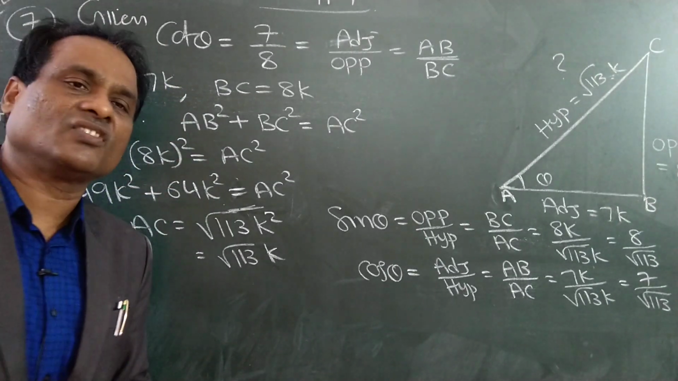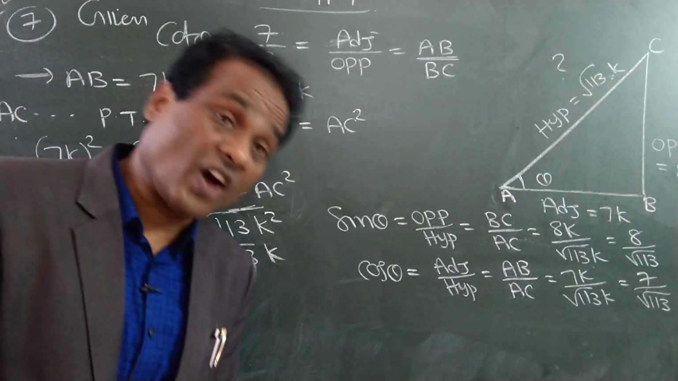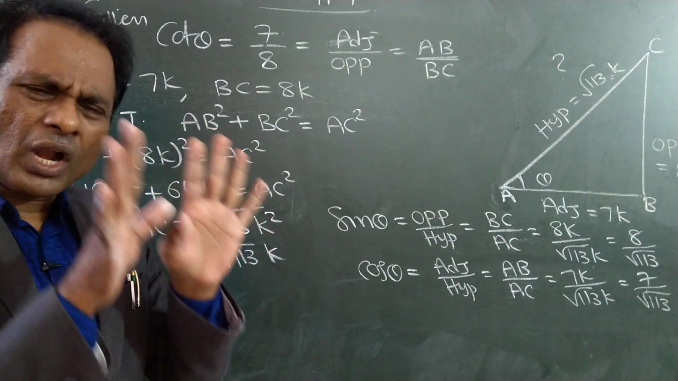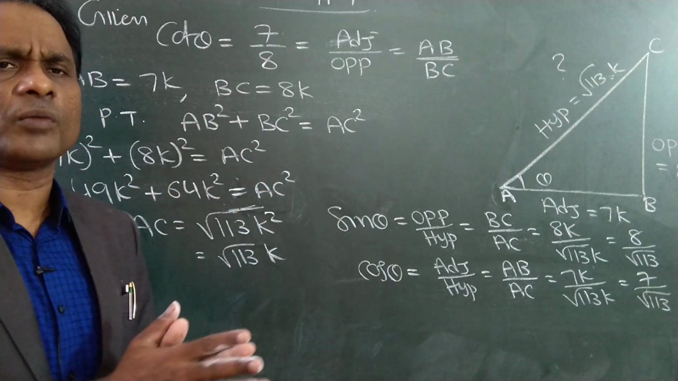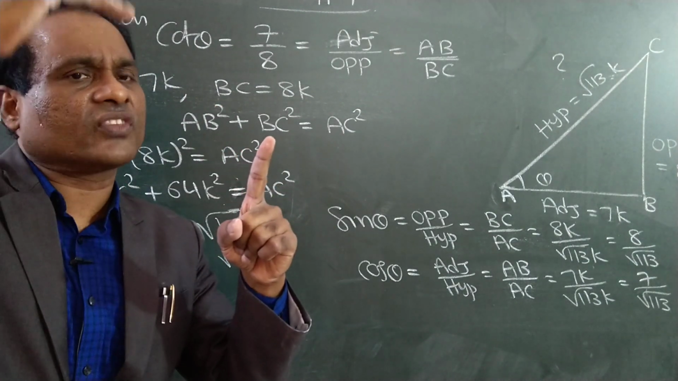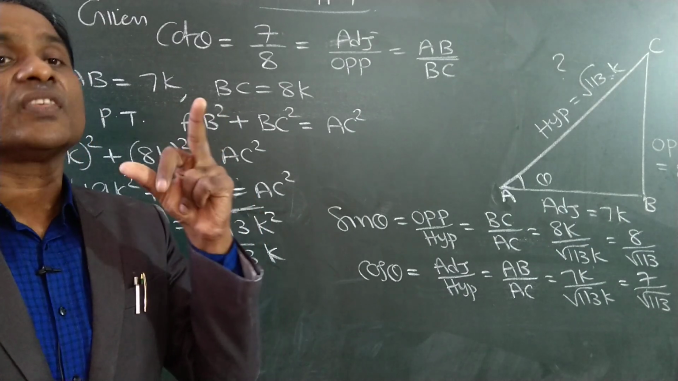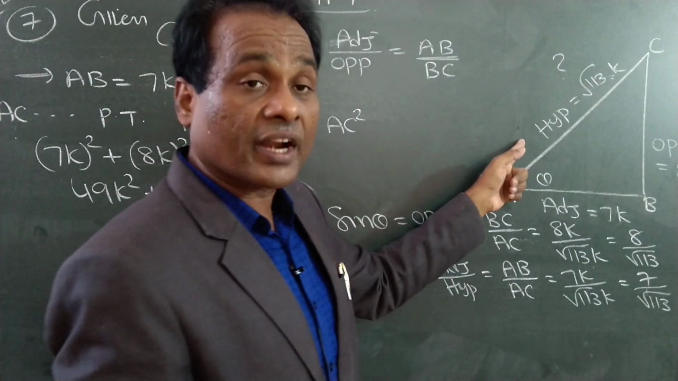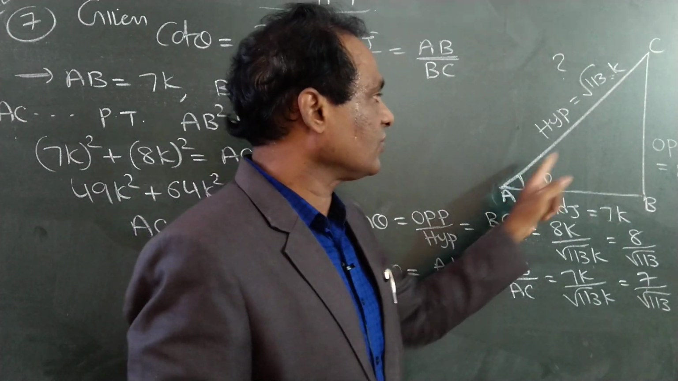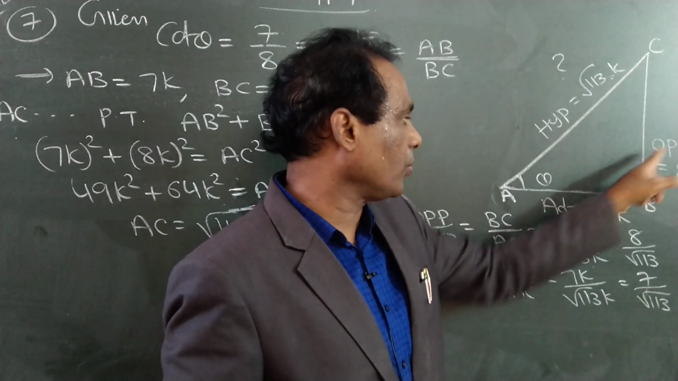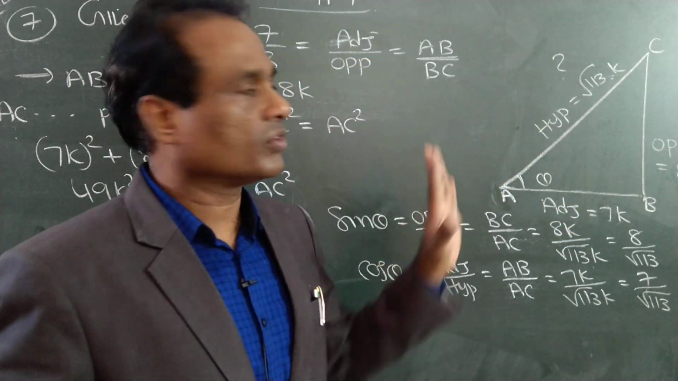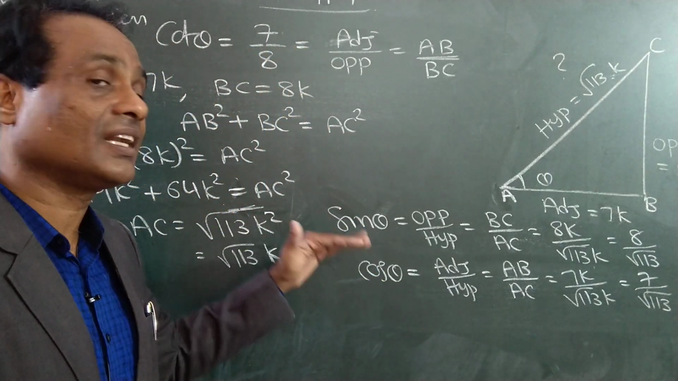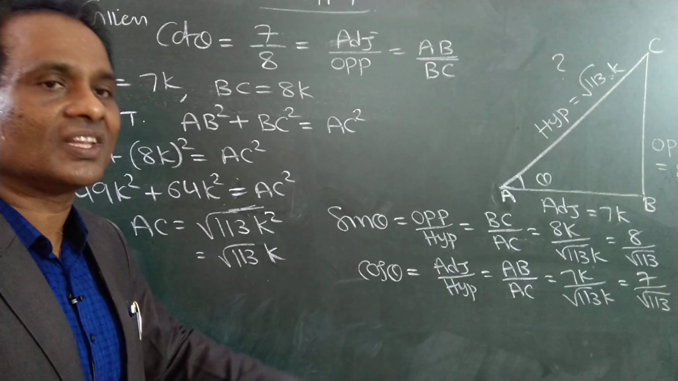Till then, practice these problems and practice the formulas, that is the definitions of all 6 trigonometric ratios and the Pythagoras theorem. Only 2 formulas we are using in all these problems: one is the 6 trigonometric ratio definitions, second is the Pythagoras theorem. You have to know this is called hypotenuse. When we take this angle, this is called opposite and this is called adjacent. You have to know sin theta, cos theta, tan theta, cosecant theta, secant theta, cot theta.